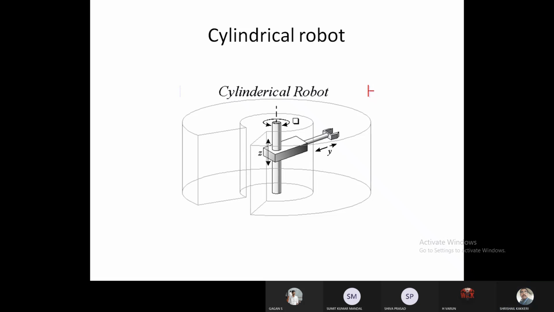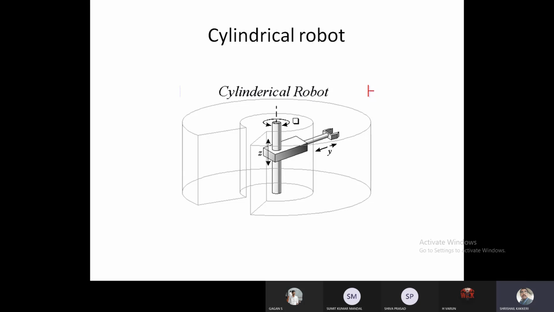Hence, the work envelope, the sweeping of this end effector forms the cylindrical shape, so the work volume of these robots will be in cylindrical form, and these robots are also called cylindrical coordinate robots. First, the work volume generated by these robots will be in the form of a cylinder, so they are called cylindrical coordinate robots.